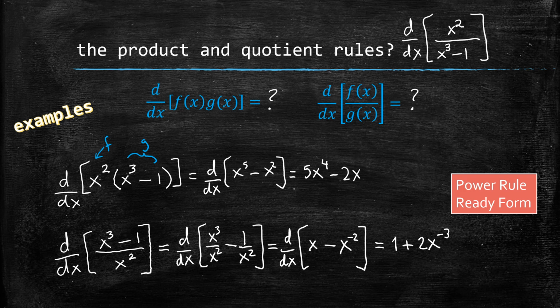What I can't do just yet, until we have the product and quotient rules, is what I just showed up here. This is problematic because I cannot distribute, I have a binomial in the denominator, and there's no way I can distribute that and get it into power rule ready form. So until the video on the product and quotient rules, this we cannot do.